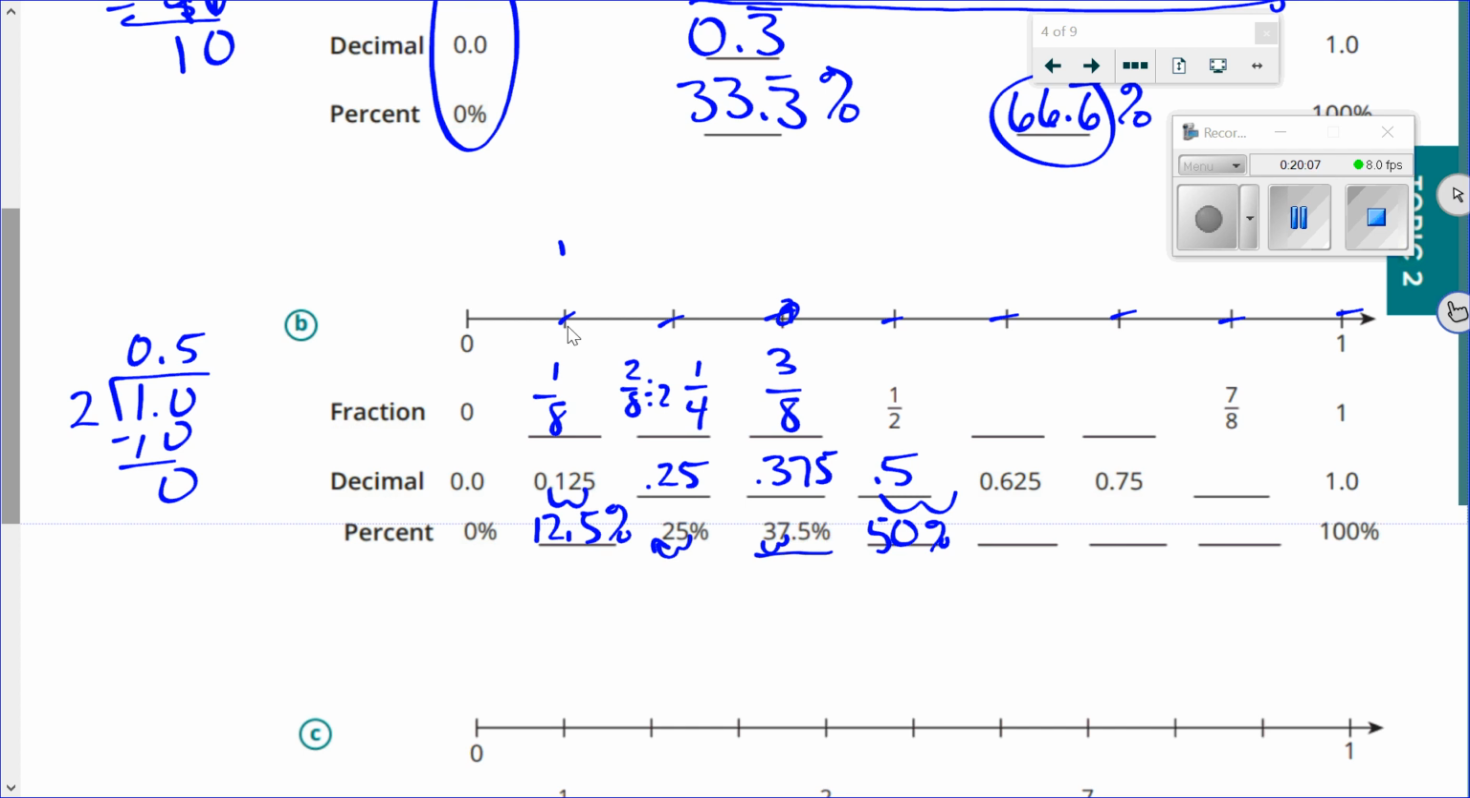I keep counting. This was 4, so my next one is 5. Can I simplify that? Nope. Here's my decimal, 2 to the right, 62.5%. Here's my decimal, move it twice, 75%. I'm now at 6, so that's 6 over 8. That one I can simplify, gives me 3/4.